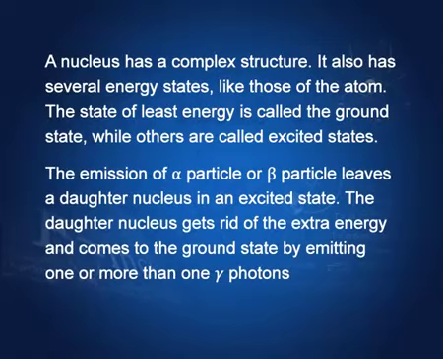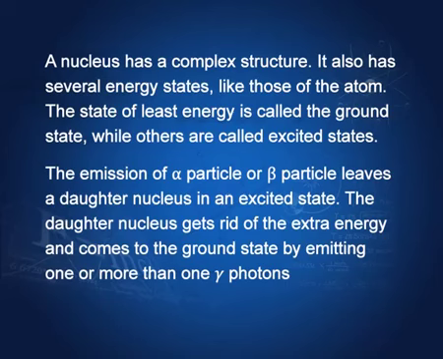The emission of an alpha particle or beta particle leaves a daughter nucleus in an excited state. You see, I have told you this earlier also. When the alpha particle or beta particle is emitted, then the daughter nucleus is most of the time in an excited state, that is not in the ground state, but in one of the excited states, and then it comes down to the ground state by emitting gamma particles.